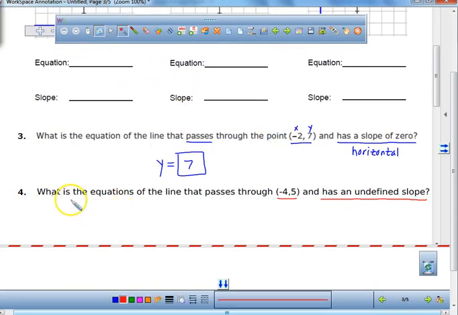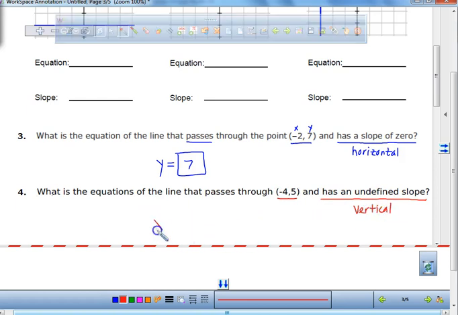All right, so now I'm going to go down to this one. What is the equation of the line that passes through -4, 5 and has an undefined slope? So all undefined slopes are dealing with vertical lines. So we know it's going to be x equals something. Now if you look over here, what does that ordered pair represent? It represents an x value and a y value. So knowing that it's going to be x equals something, what is my x value equal to? -4. So that means your line is going to be x equals -4. That's your answer for number 4.